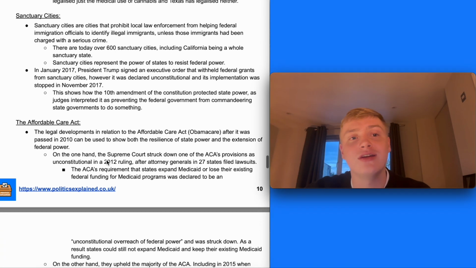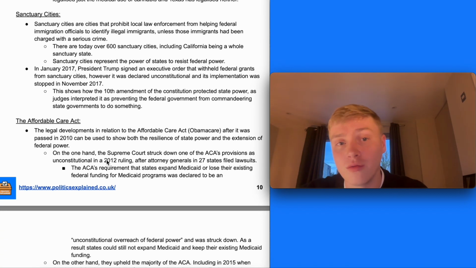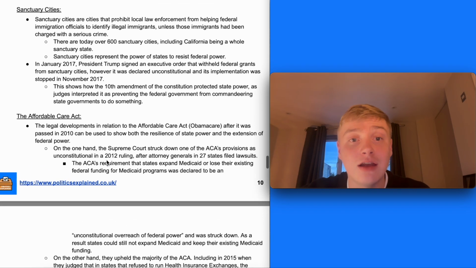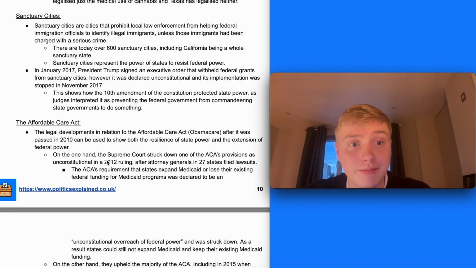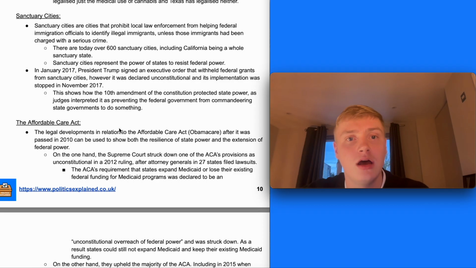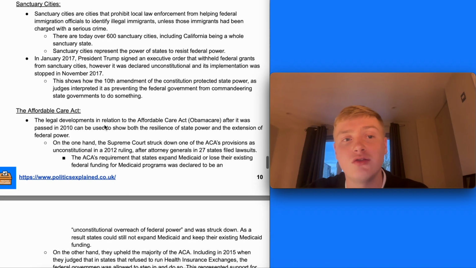Sanctuary cities are another really good example. They're cities that prohibit local law enforcement from helping federal immigration officials to identify illegal immigrants, unless those immigrants have been charged with a serious crime. Today, there are over 600 sanctuary cities in the US, including California as a whole being a sanctuary state. And they represent the power of the states to resist federal power and resist federal immigration officials in particular.